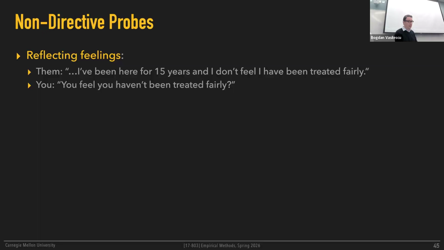This is useful for two reasons. One, it gets them to produce more information about why they felt that way. Two, it helps you validate whether you've understood or captured their feelings correctly. They might disagree with your probe here, right? So it's an opportunity for you to correct your understanding of how they felt.